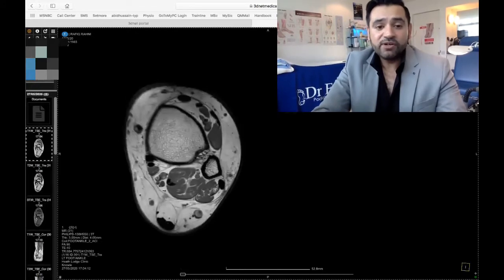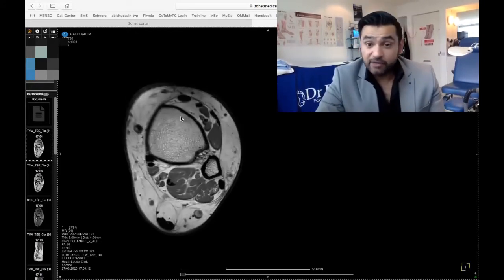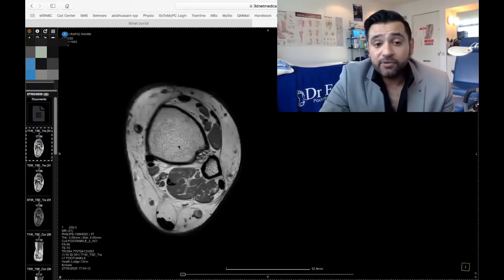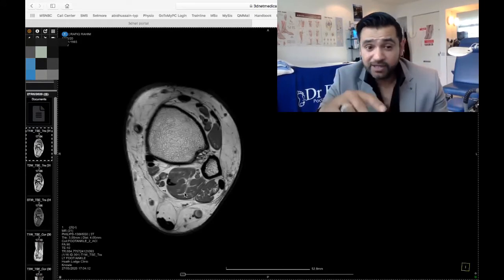Let me go over all the structures that you can see at this level, because it's very important that you understand. As I said before, that's the tibia and fibula. Tom, Dick, and very nervous Harry: tibialis posterior, flexor digitorum longus. These are all the neurovascular bundle, so the veins and the artery, and the nerves, and we've got flexor hallucis longus. Look how low down the muscle belly comes.